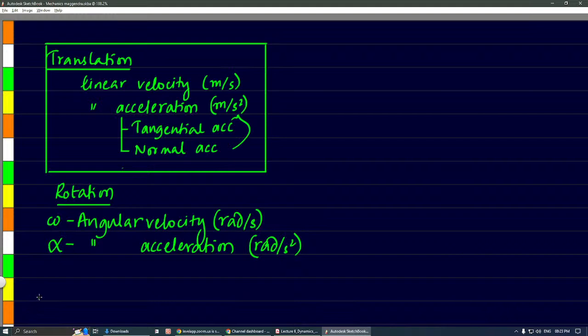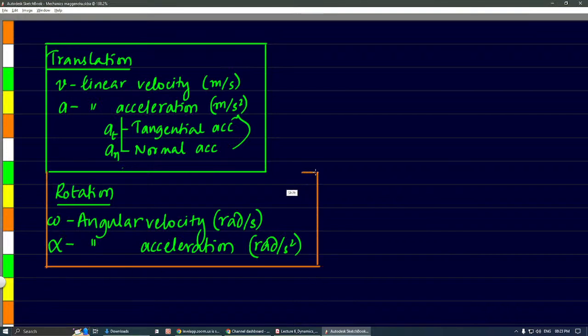So here for linear velocity we use v. For acceleration we use a. For tangential acceleration we use a_t. For normal acceleration we use a_n. On the left side we have the notations, in the middle we have the name of the quantity, and on the right we have the units. Is this clear? So this is what we have.